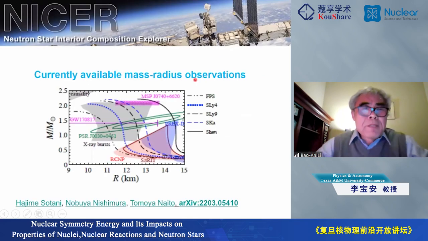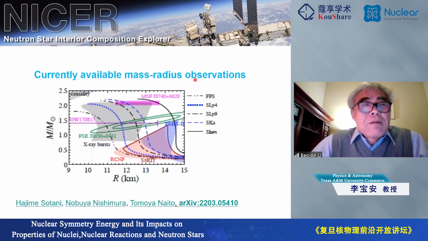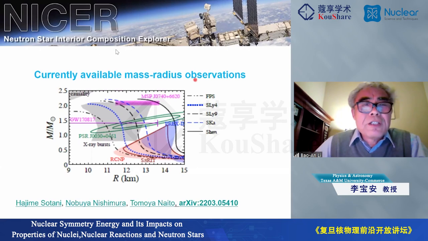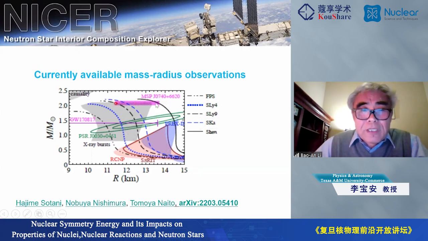Okay, so now let me move on to discuss more about the data from NICER. Many people are very excited by the two observations made by NICER, the Neutron star Interior Composition Explorer on the International Space Station. So this is the latest observation for the most massive neutron star, having a mass of about 2.08 solar masses. The radius still has a very large observing range.